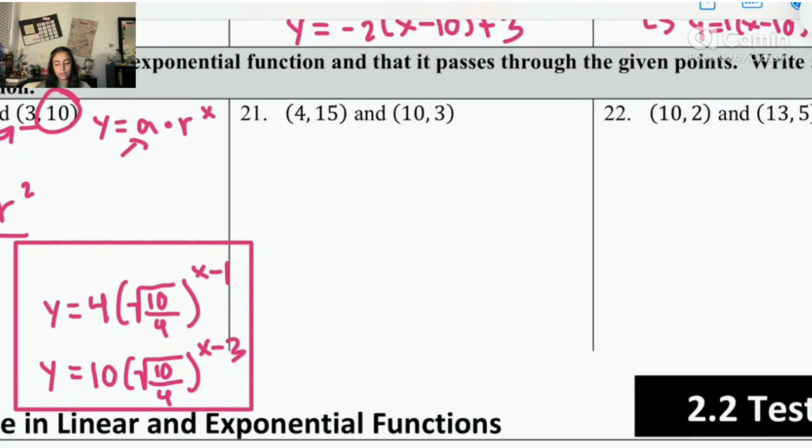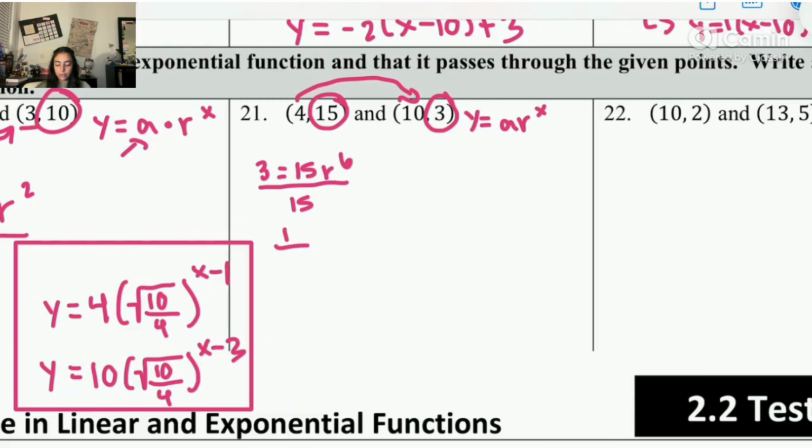Now for this one, same thing, just remember our formula, y equals a r to the power of x. To solve for r, we want to plug in our values. So let's say our y is 3, our initial is 15. 3 equals 15 times r to the power of 6. Since from 4 to 10, we're going up by 6. So now we can solve. Divide by 15. So 3 over 15 can also be simplified to 1/5 equals r to the power of 6.